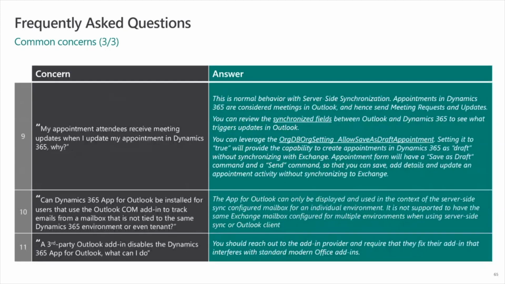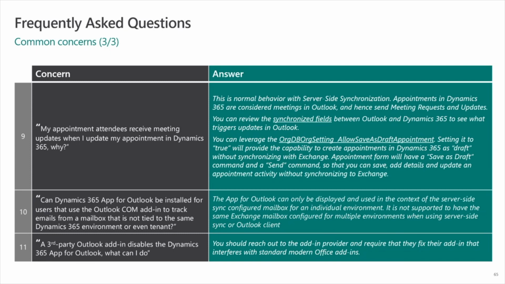When you set up server-side synchronization, the appointment attendees will receive meeting invitations and also updates when you update your appointment in Dynamics 365. That's normal behavior with server-side synchronization. Appointments in Dynamics 365 are considered meetings in Outlook, and hence they send meeting requests and updates. You can review the synchronized fields between Outlook and Dynamics 365 to see what triggers updates in Outlook.